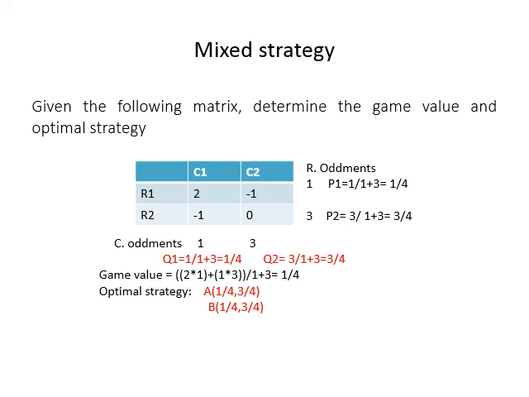Moving to the column oddments, oddment C1 equal 0 minus negative 1, equal 1, and oddment C2 equal 2 minus negative 1, equal 3. Q1 equal 1 over 1 plus 3, equal 1 over 4. Q2 equal 3 over 1 plus 3, equal 3 over 4.